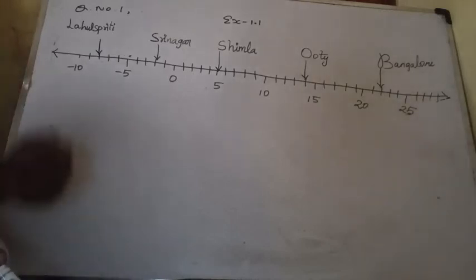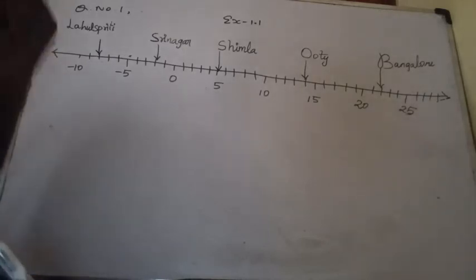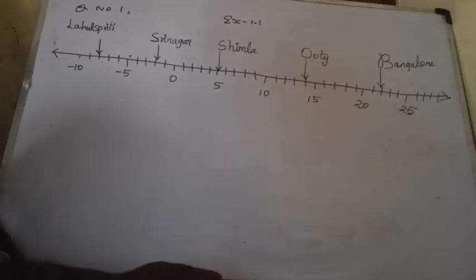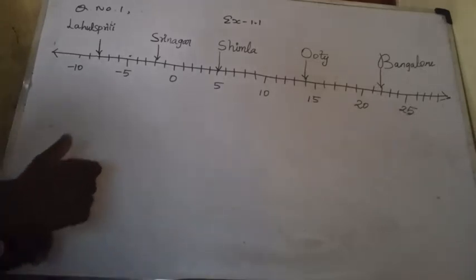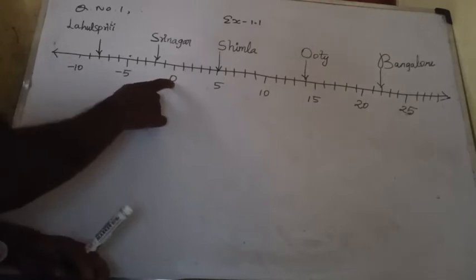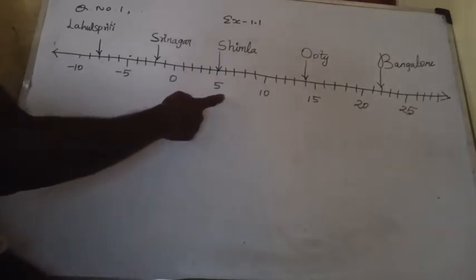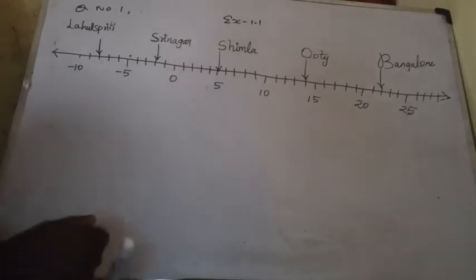Good morning everybody. So today we will start exercise 1.1. The following number line shows the temperature in degrees Celsius at different places on a particular day. That number line is given. It's 0; to the right of 0 it's positive, that is a positive integer. To the left of 0, negative integers.